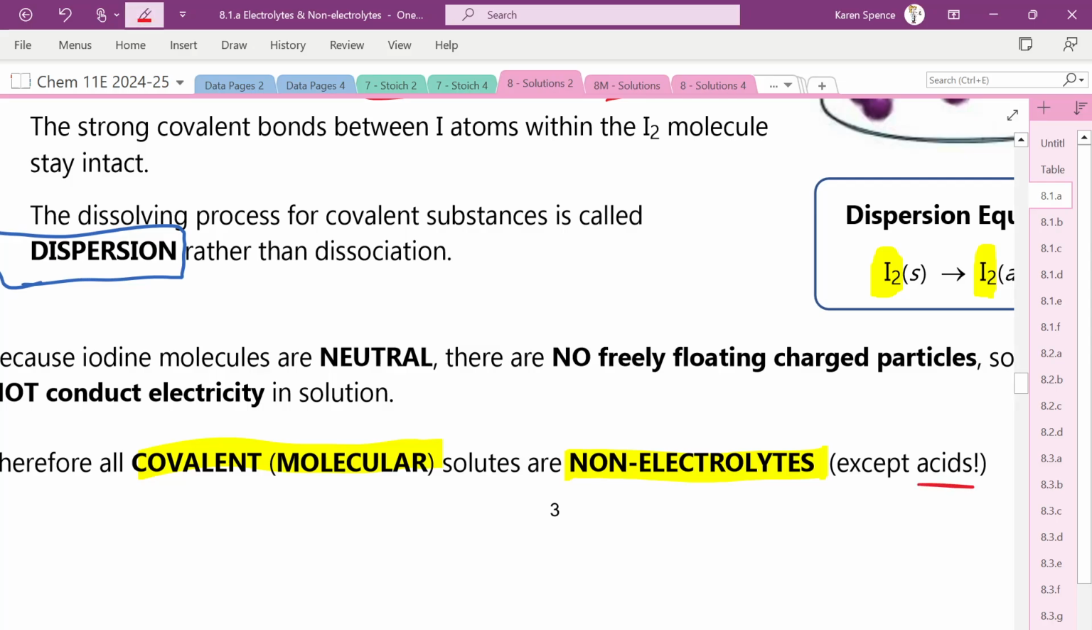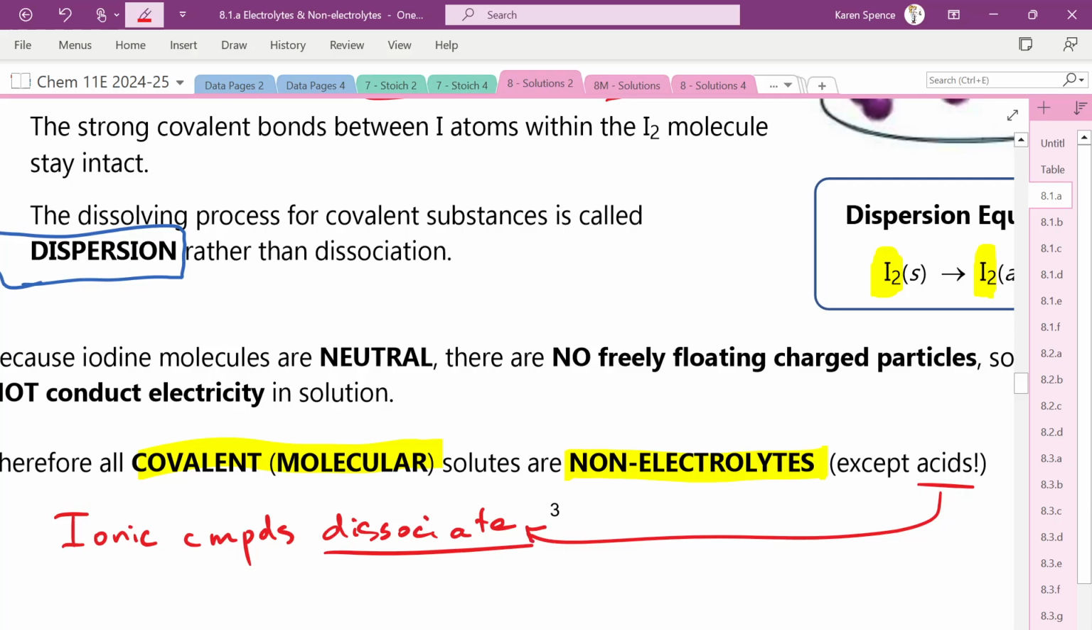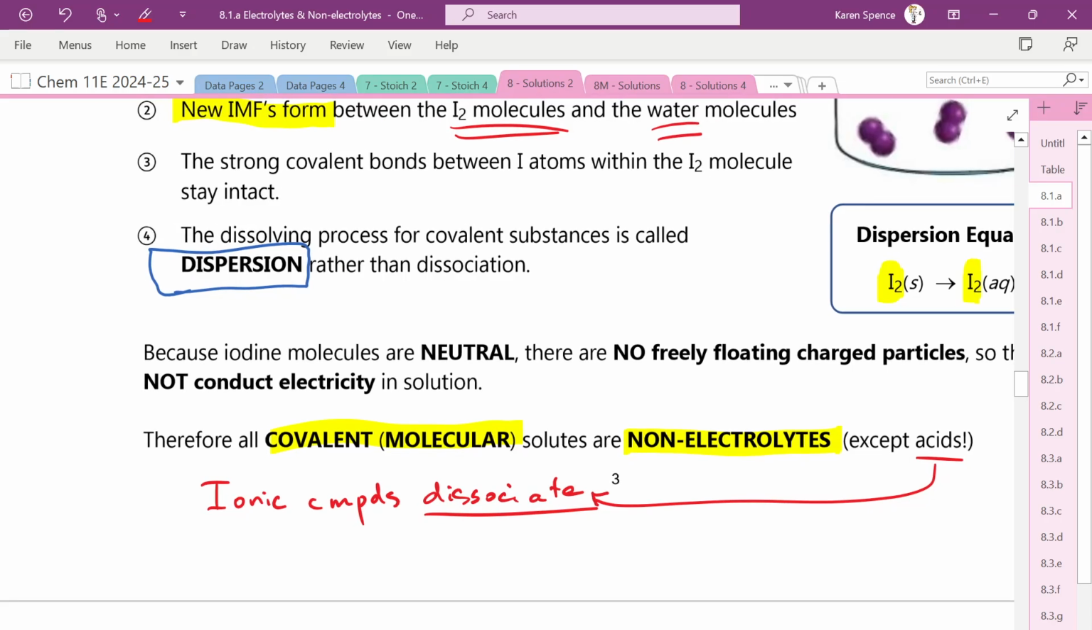What do ionic compounds do? They dissociate. What do acids do? They also dissociate. And acids are molecular compounds, but they do dissociate.